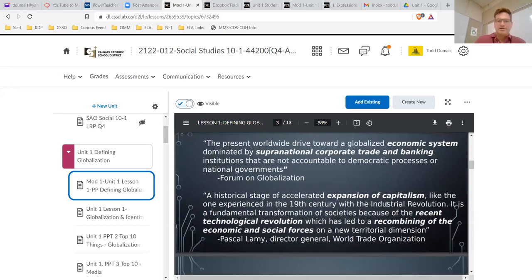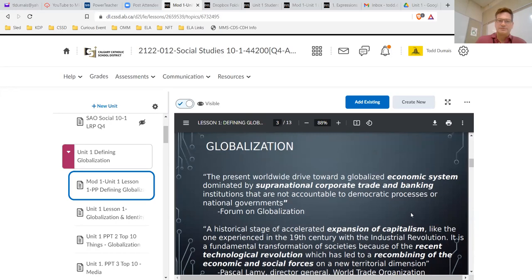So again, a couple of other definitions. And this term, supranational corporation. A supranational corporation is ultimately one that is in multiple countries, but is also a dominant player. Can anyone think of a supranational corporation where they are the dominant player in an industry or in the world? Can anyone think of something? Do I have to unmute you?